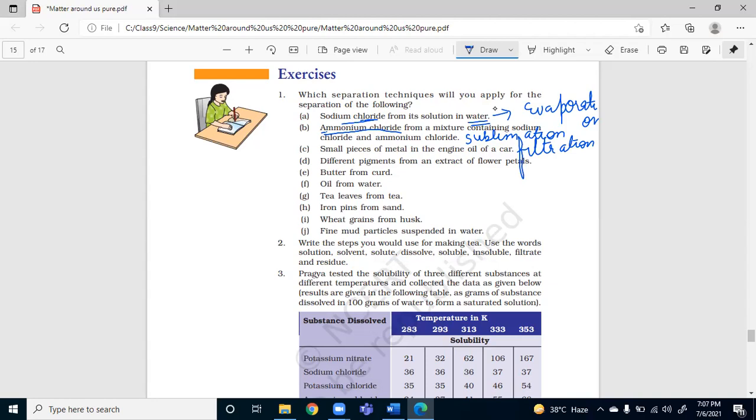Then the fourth one is different pigments from an extract of flower petals. I want to separate the different colors basically. Yes. That is called chromatography. Ma'am, I forgot the name. Okay, no problem. So chromatography is used for separation of different colors. We have seen the example of dye.